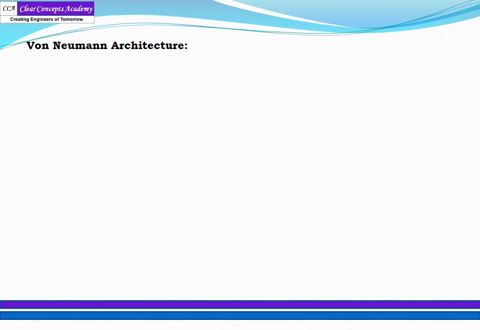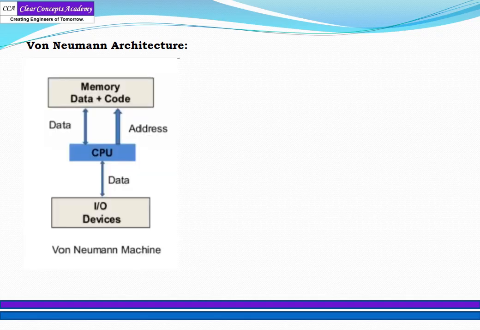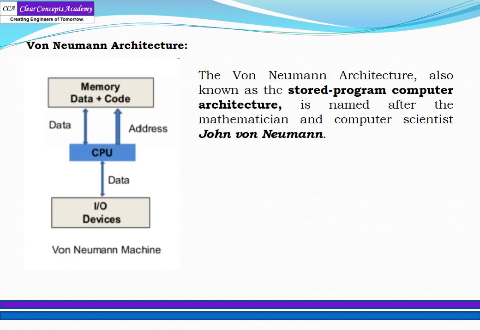Von Neumann architecture. In this case, this is the block diagram. Here you will see that the data memory and code memory are the same, and there are two separate buses, one for data and one for address. The von Neumann architecture, also known as the stored program computer architecture, is named after the mathematician and computer scientist John von Neumann.